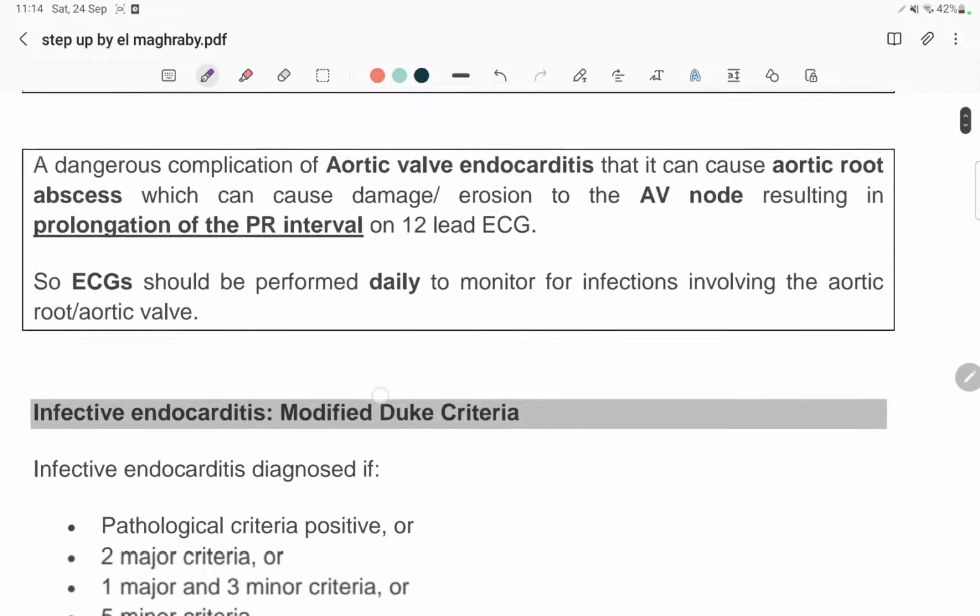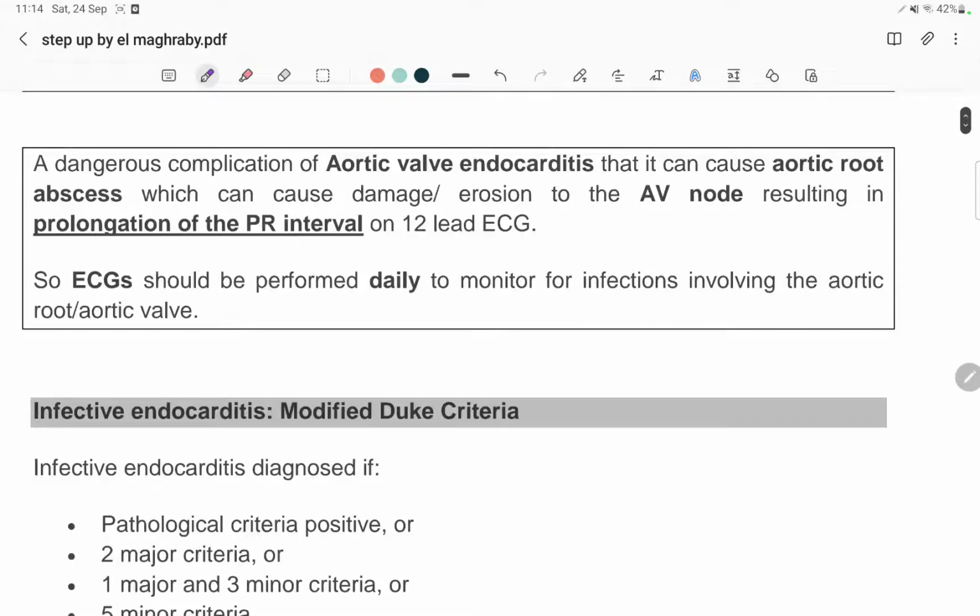A dangerous complication of aortic valve endocarditis is that it can cause an aortic root abscess, which can cause damage and erosion of the AV node, resulting in prolongation of the PR interval on 12-lead ECG. So ECG should be performed daily to monitor infections involving the aortic root or aortic valve.